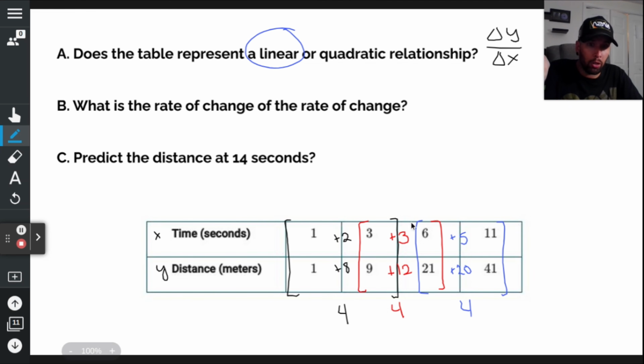I can't imagine you ever being given a problem where this is going to be quadratic when you don't have spaces in between. I do know that it's linear. The rate of change is 4 every time.